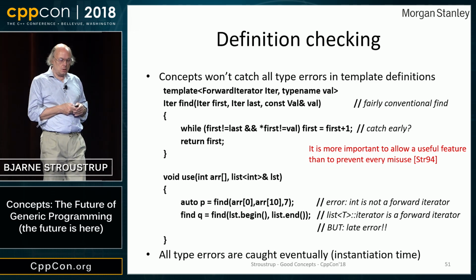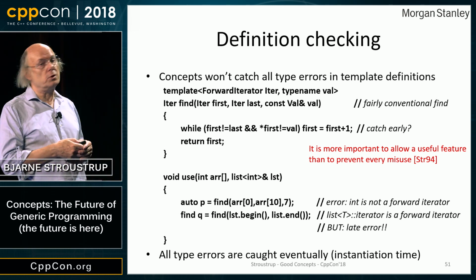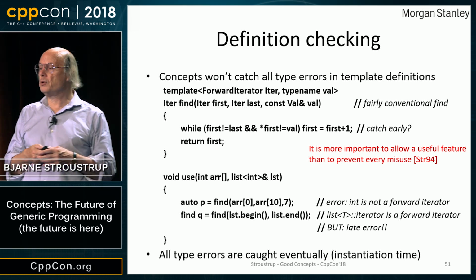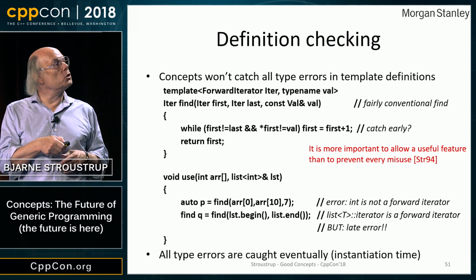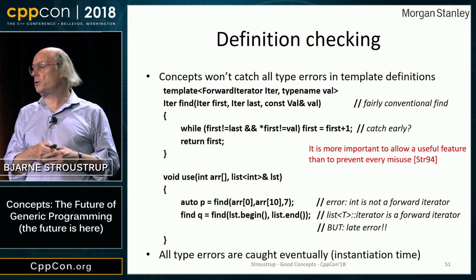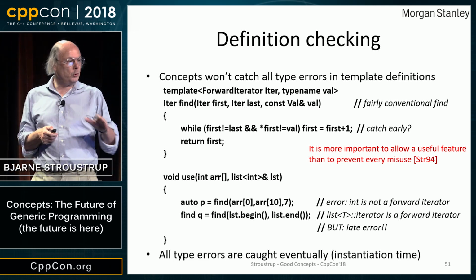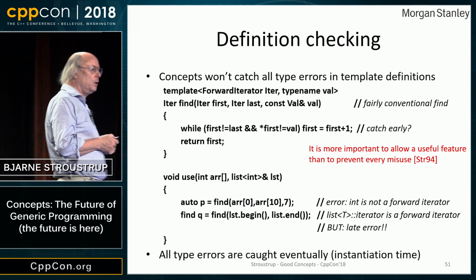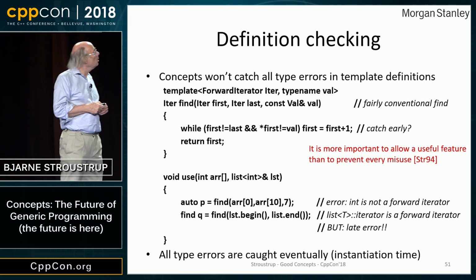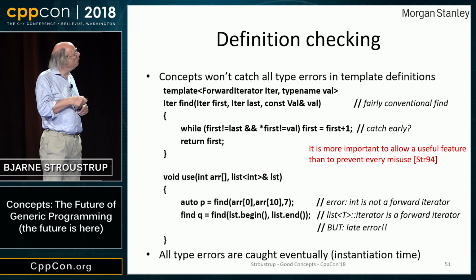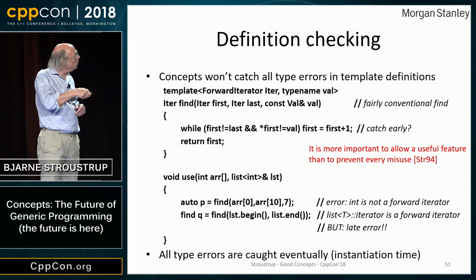One thing that concepts do not do, concepts as designed for C++, it does not catch all type errors in template definitions. This was a bit of a surprise to some of us. If you read the early papers, it was one of the things we wanted, and we didn't get it for a variety of reasons. Here, do we really want to catch this early? So forward iterator, and it does an add.